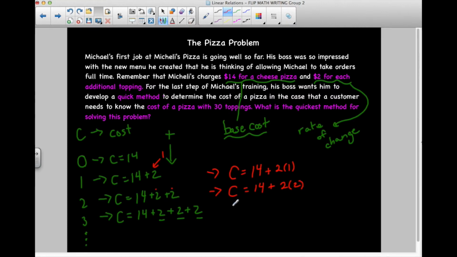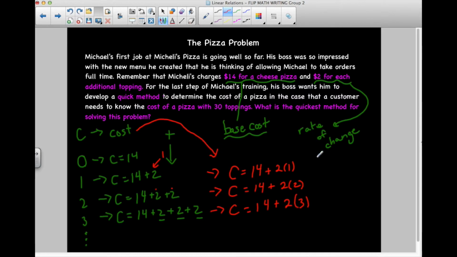And if we have 3 toppings, our cost is 14 plus 2 times what number? Well, how many toppings do we have? We have 1, 2, 3. So it's 3 toppings. Now, it looks like I'm starting to see a little bit of a pattern here. And so we've gone ahead and we've declared one variable.